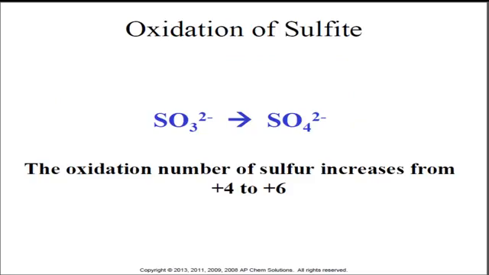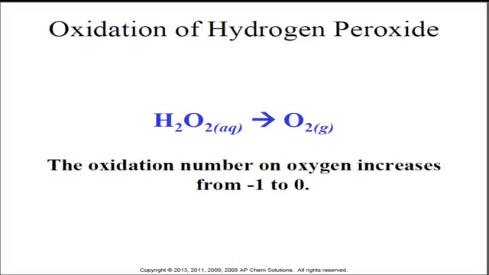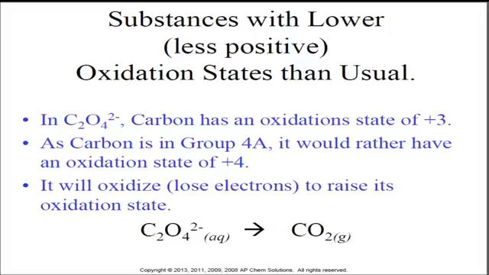Another example would be the oxidation of sulfite. The oxidation number of sulfur in sulfite is +4 and in sulfate is +6. So that's going to create an increase in oxidation number. Oxidation of hydrogen peroxide: oxygen is going to go from -1 in H2O2, hydrogen peroxide, to 0 in oxygen gas.